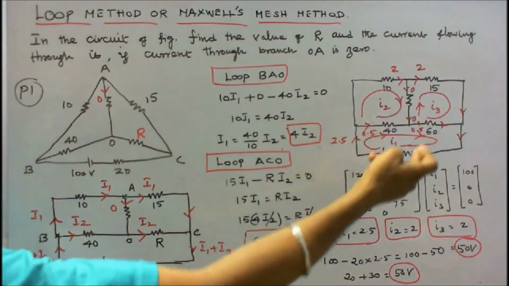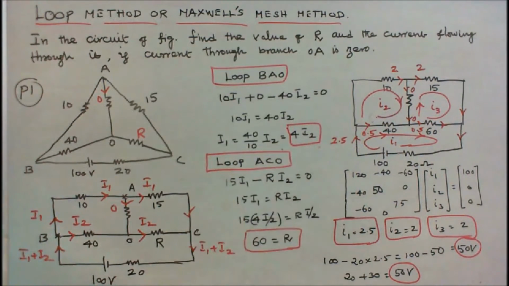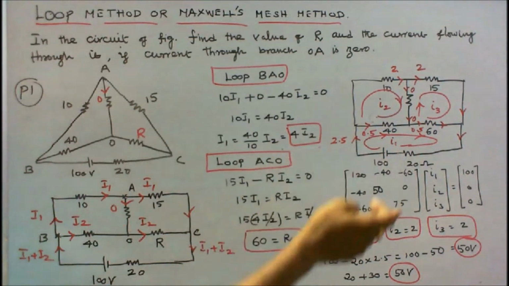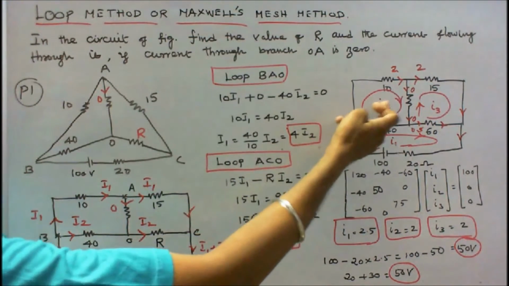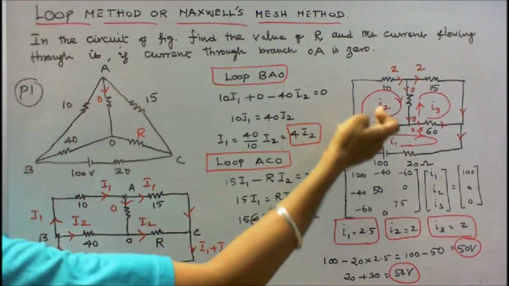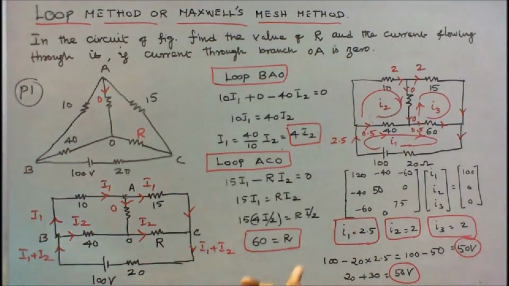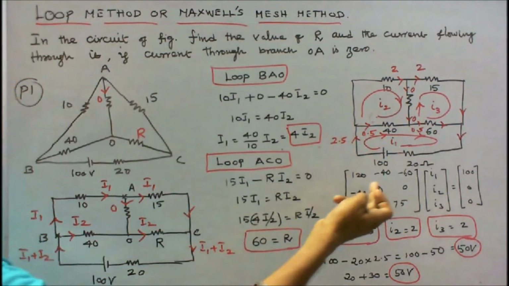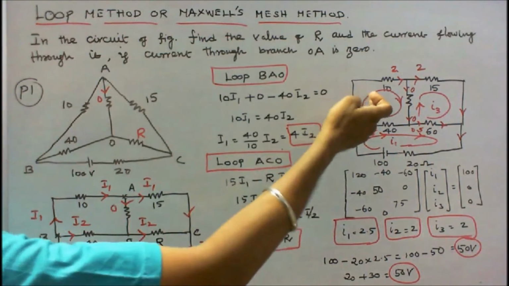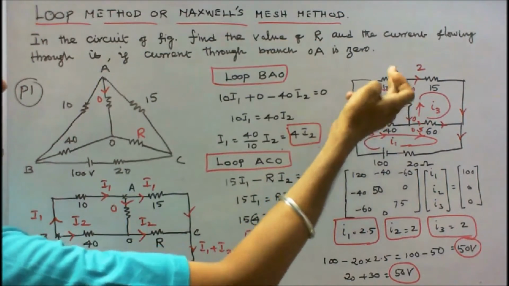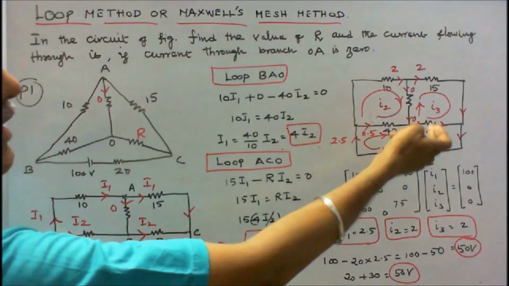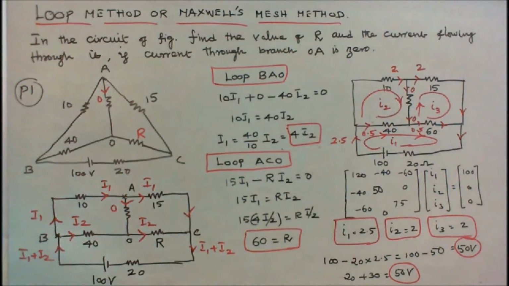Now I form the Maxwell's mesh matrix. First I have to find the diagonal elements. This is loop 1, this is loop 2, this is loop 3. This is I1, I2, I3. I choose clockwise direction. Therefore this loop resistance is 40 plus 60 plus 20, that is equal to 120. Second loop resistance is 10 plus 40, that is equal to 50. Third loop resistance is 60 plus 15, that is equal to 75.